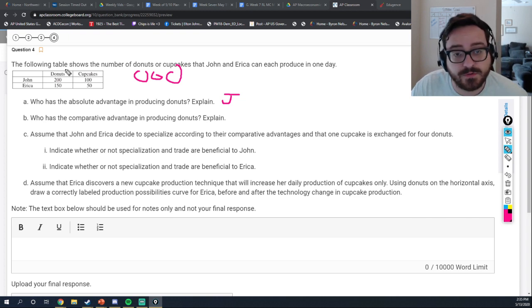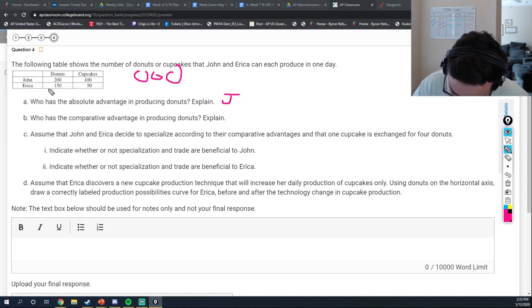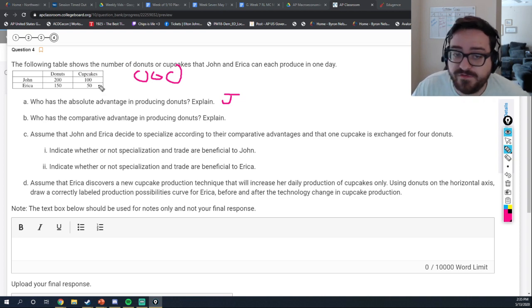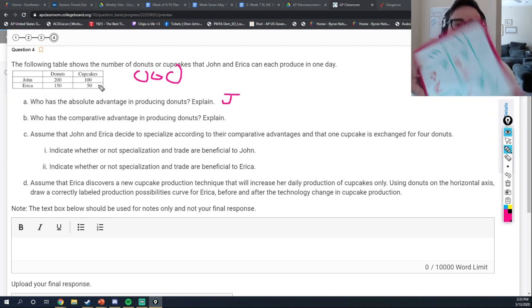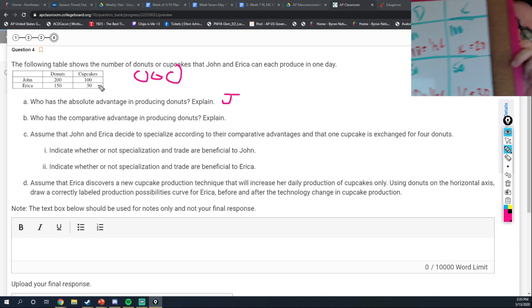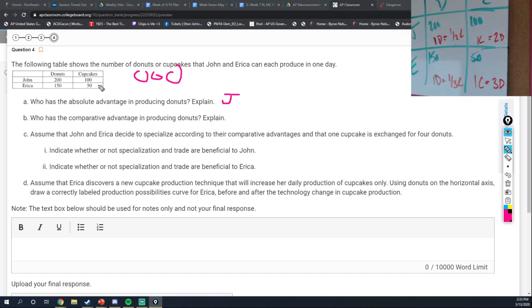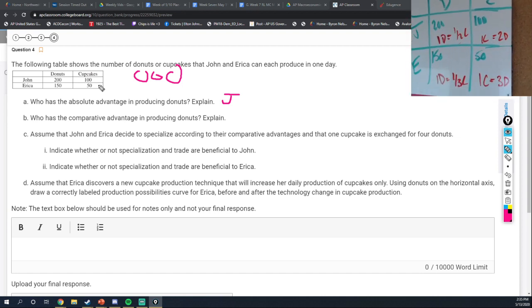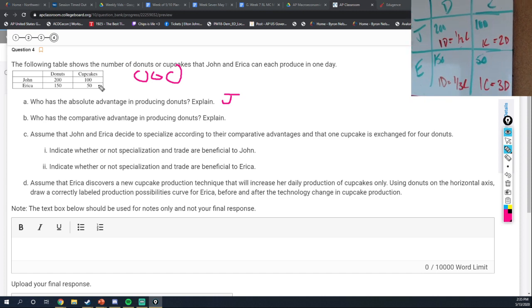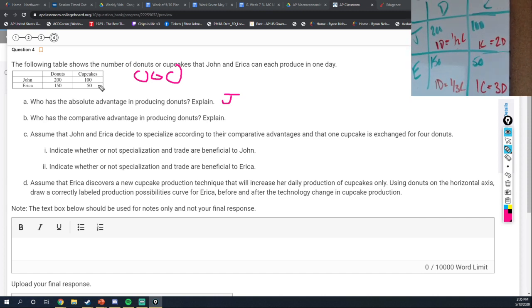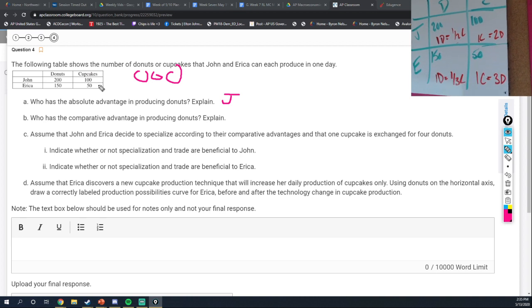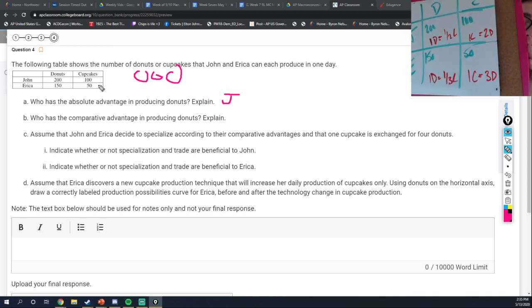Remember that they are reciprocals. Opportunity cost of Erica making one donut is other goes over, 50 over 150, which is 1/3. And then you do 150 over 50, which is 3. And again, reciprocals. So here, if you want to pause the video on this part, let me make sure that this is all visible. Here's my table. What's in red are the opportunity costs. So for John, the opportunity cost of one donut is 1/2 of a cupcake. For Erica, the opportunity cost of one donut is 1/3 of a cupcake.